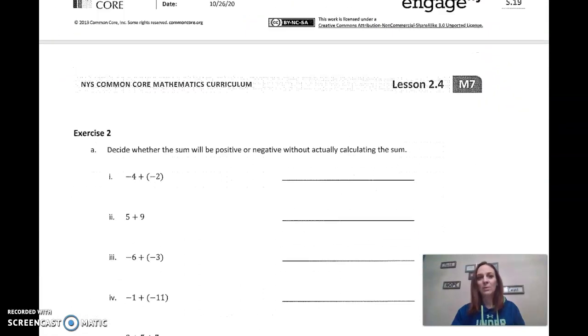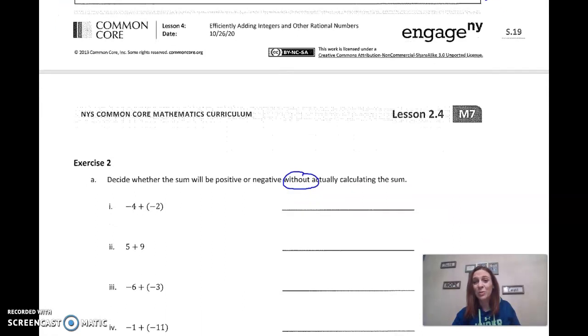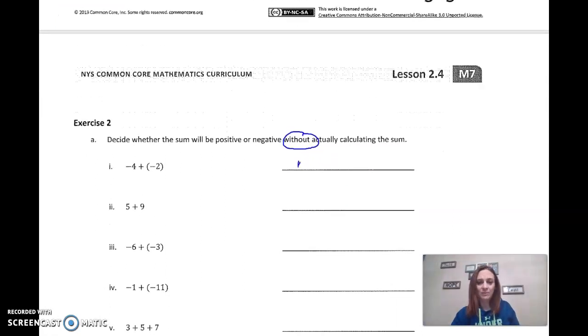So I know we're going to keep going through a couple more pages here. Decide whether the sum will be positive or negative without actually calculating the sum. We don't have to. If I add a negative to a negative, if I go down the number line -4 and I go down 2 more, keep the common sign. The answer will be negative. Don't overthink it. Ugh, sorry, that's the word negative. I didn't write that very well.